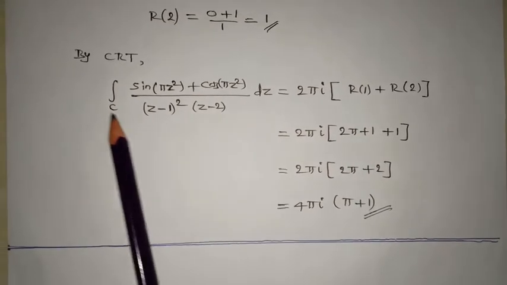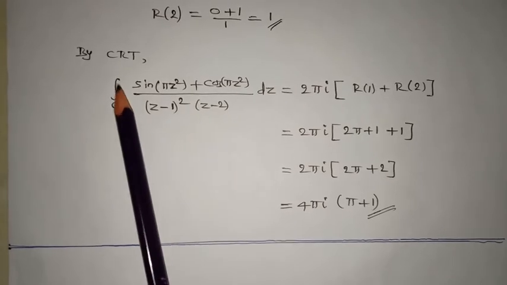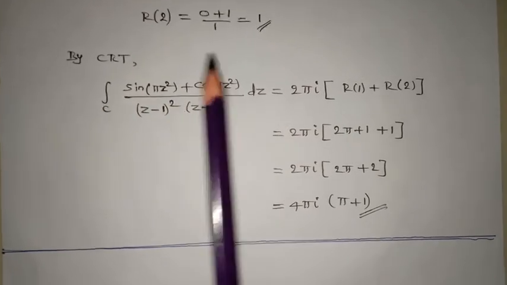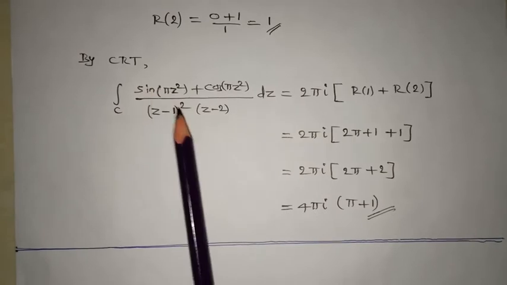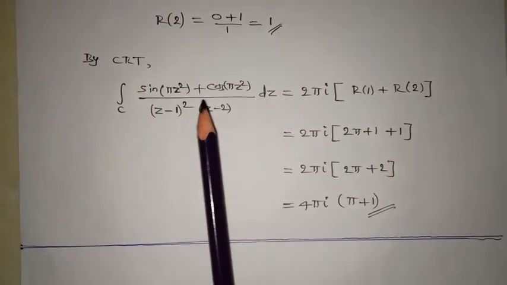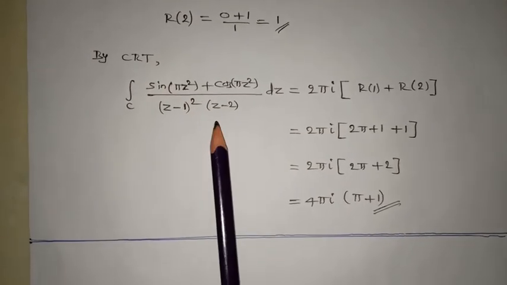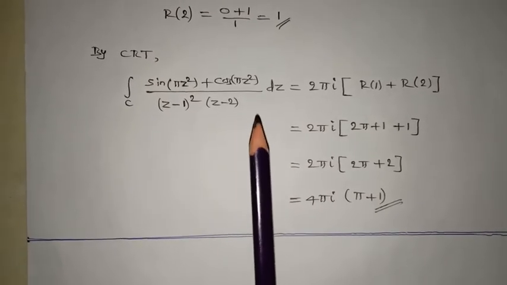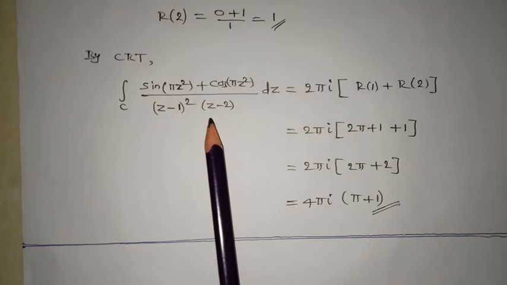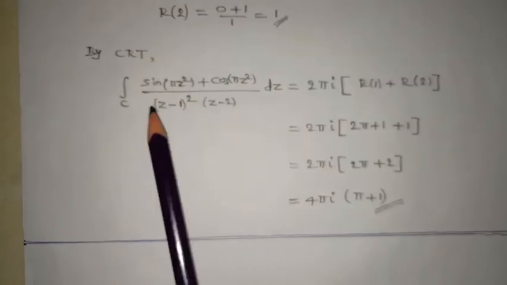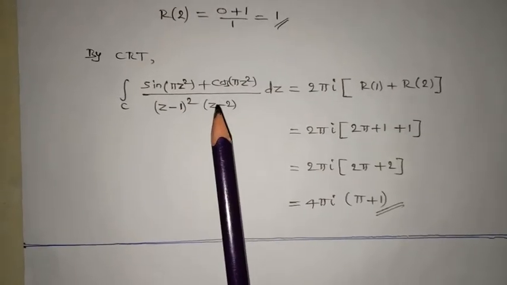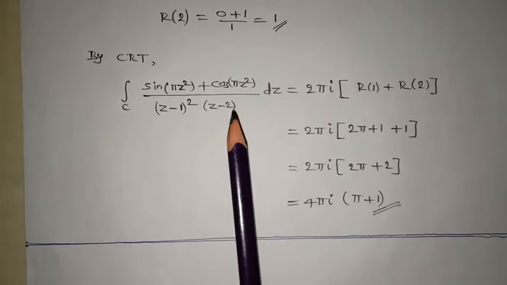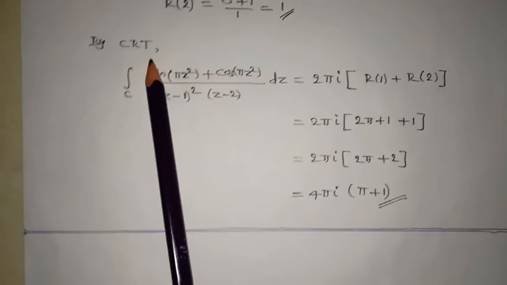Both integrals over C, whatever the function is, any complex integral you can solve by using the Cauchy integral formula or the Cauchy residue theorem. Which one is easy? Based on the data you can decide. Only one point inside means you can go for both. If more than one point inside, the better option is CRT.